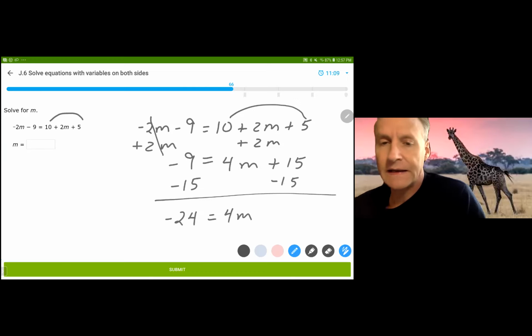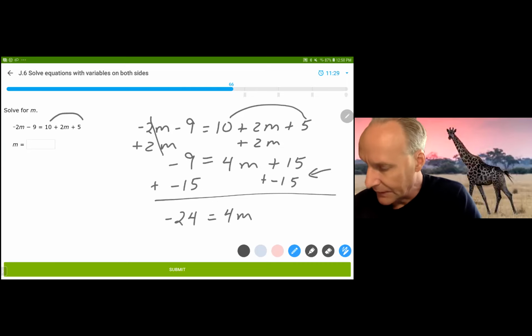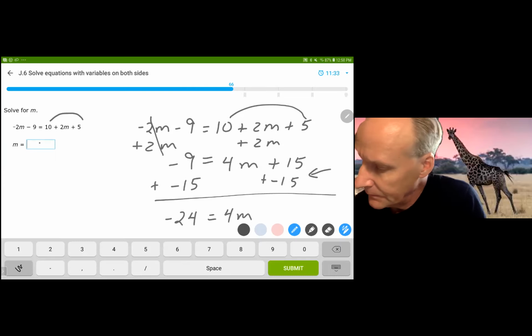The reason I like to add a negative rather than subtract is if you look at this, it looks as if there's no operation going on. It looks like I have a positive 15 and a negative 15, but nothing's happening. By adding a negative 15 to both sides, it makes it clear what's actually happening. We're going to divide by 4 in the last step, and we're going to get negative 6.